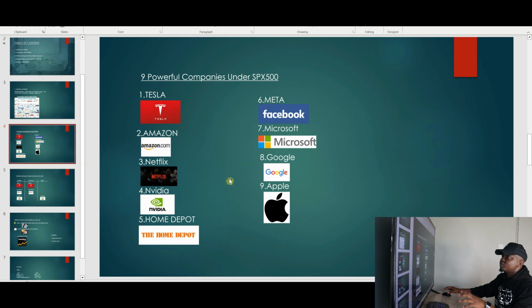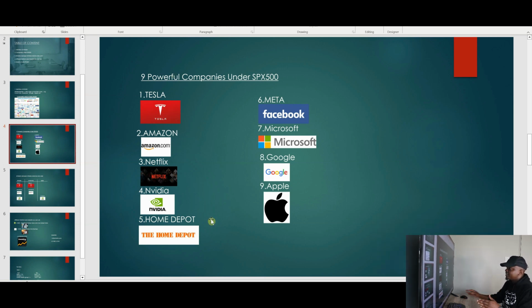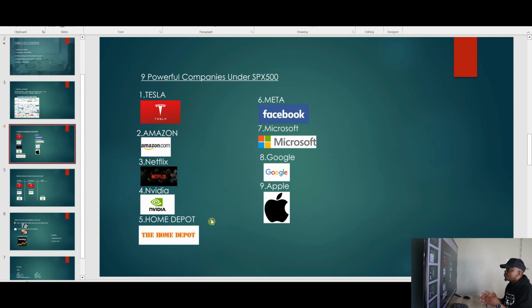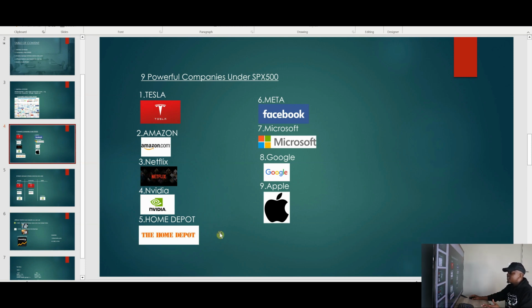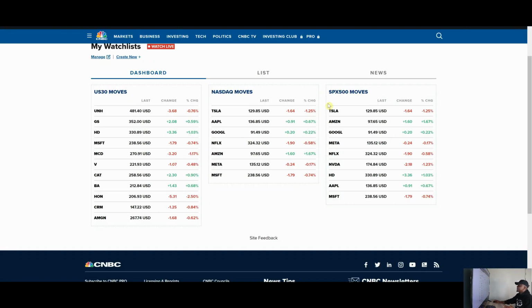All you have to do is take these companies the way they are and add them to your watch list so that you can see whether they are making money or losing money. So let's quickly go to CNBC. Let me show you how I added these 9 companies. As you can see, we have SPX500, we have Nasdaq, and we have US30. I already added Nasdaq and US30. The only one which was left is SPX500. As you can see, I already added those 9 companies which are powerful.